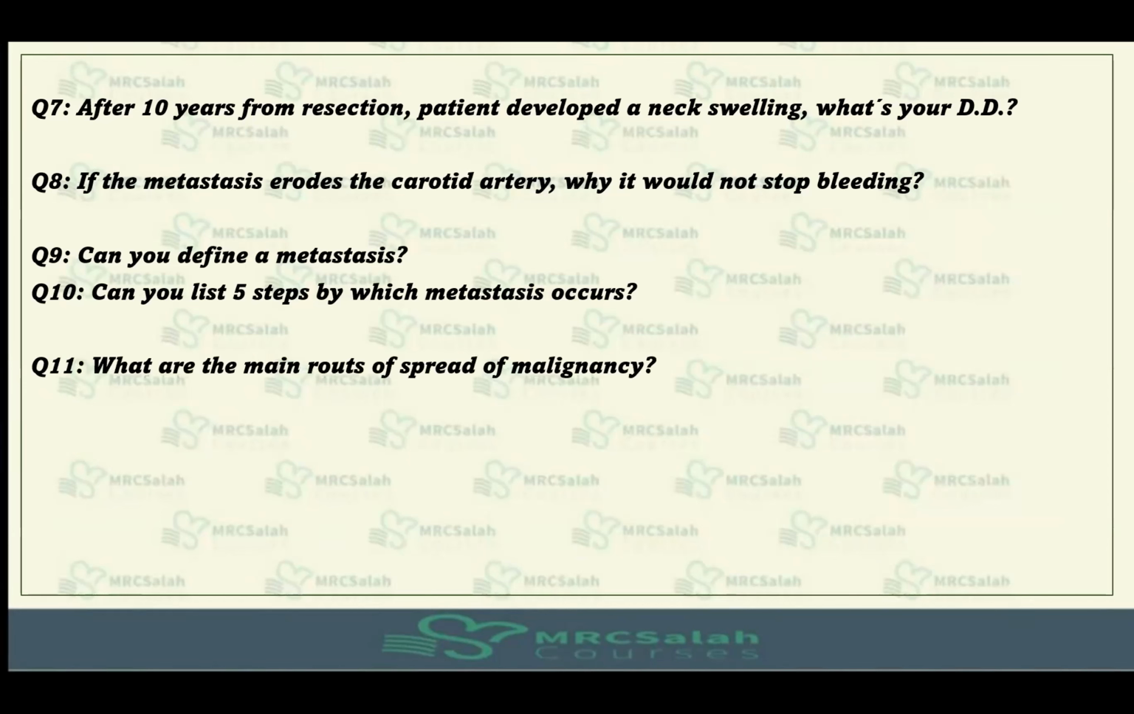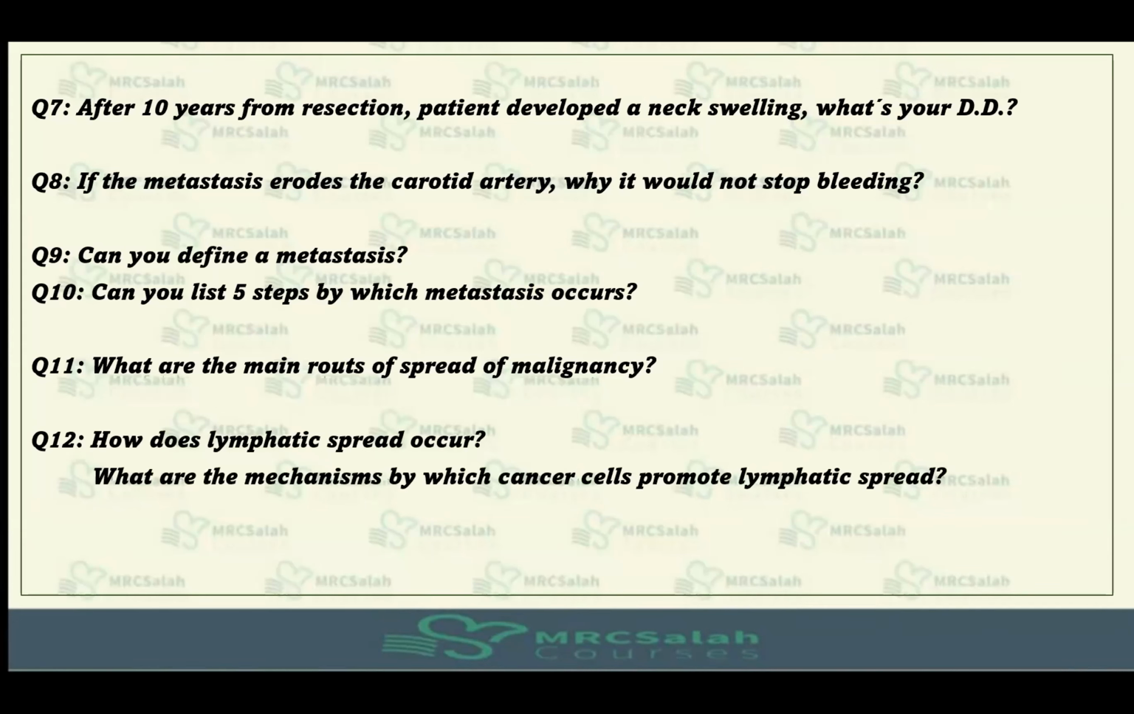What are the main routes of spread of malignancy in general? Direct spread, transcoelomic or transcavity, and through the blood vessels, vascular or lymphatic spread. Okay, great. And by the way, there are other routes. How does lymphatic spread occur? I didn't ask about the mechanism. How does it occur in general? Via permeation and embolization. Okay.